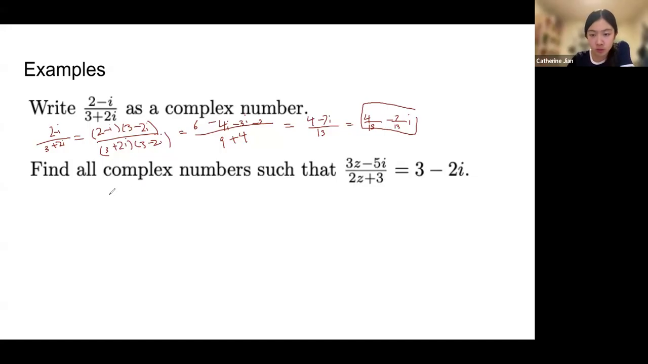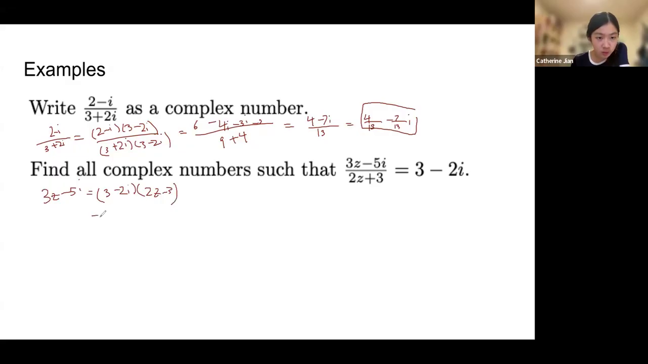Okay, so now we'll move on to this question. This question's a little bit more complex, but it uses basically the same principle. So we can multiply both sides by 2z plus 3 just to get rid of the fraction and make this nicer to work with. So 3z minus 5i is equal to 3 minus 2i times 2z minus 3.